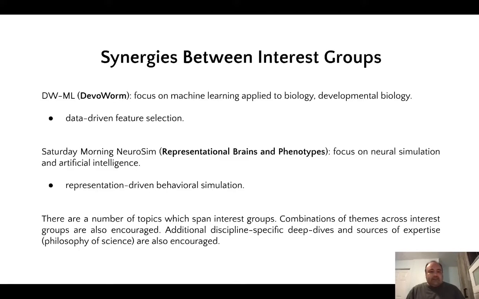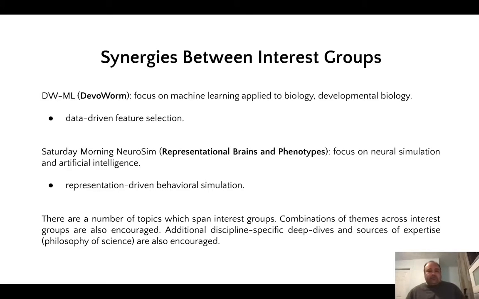We also have Saturday morning NeuroSim. This is different from the DevoWorm and DevoWorm ML group in that we're more interested in the brain and cognitive science and neuroscience and computational neuroscience. We're in this group called Representational Brains and Phenotypes. That's our research group, and this is the meeting name. We meet Saturday mornings. We focus on neural simulation and artificial intelligence.